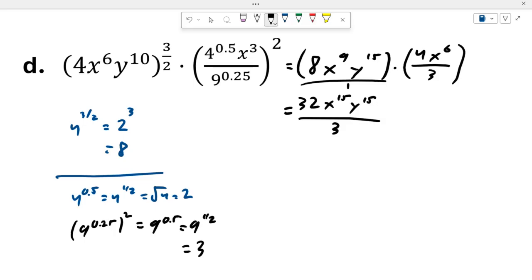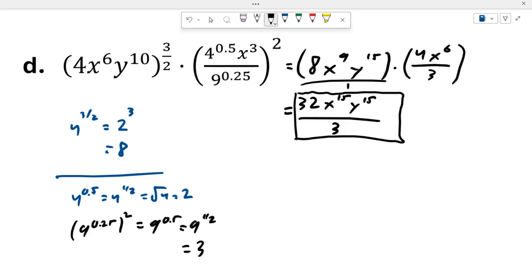And 3 does not go into 32. 32 is even, but you could still have an even number that goes into 3. Anyway, 3 does not go into 32. It goes into 30, goes into 33, it does not go into 32. So I can't really simplify that any farther, and so that is my answer for D.